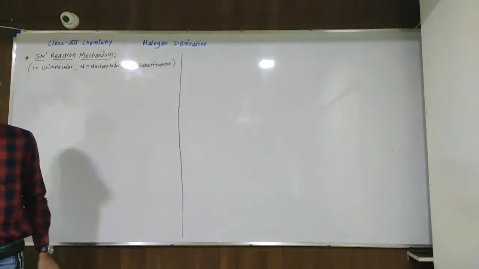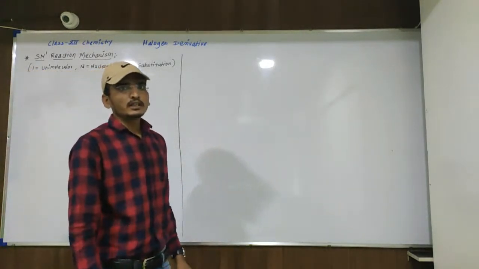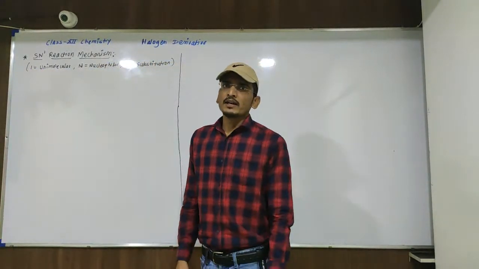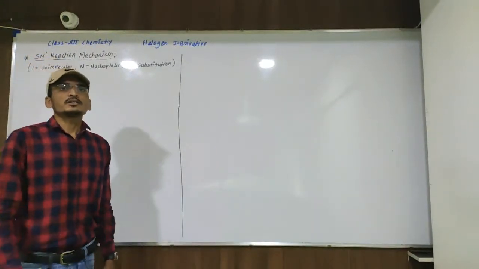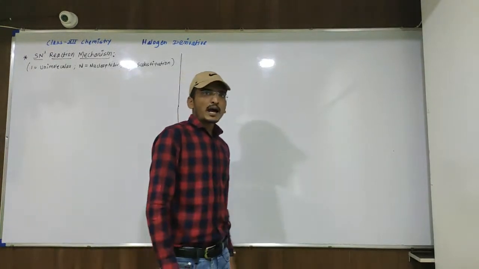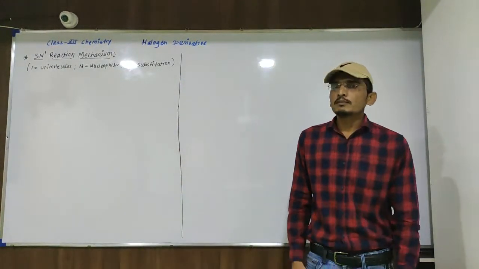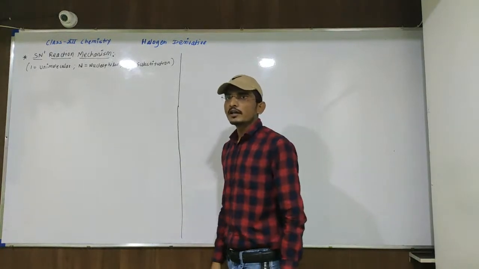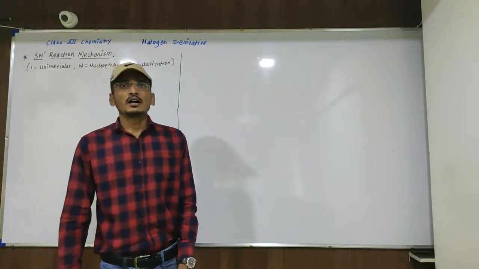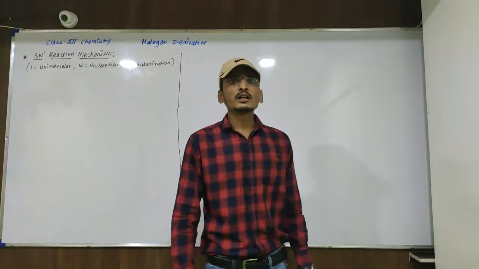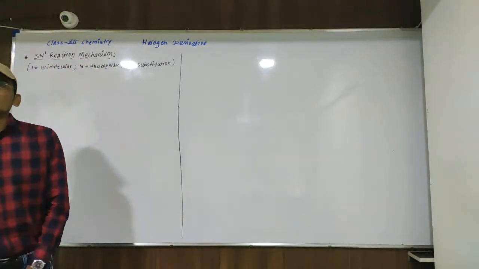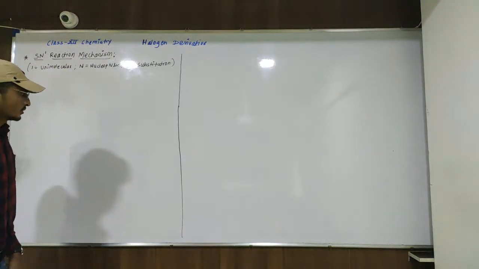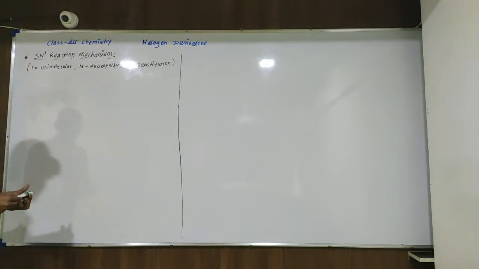Again, we see the steps of the reaction mechanism. In the first step, that is the reaction, there is a hydrolysis of tertiary alkyl halides by aqueous NaOH or KOH. That's why it is a unimolecular nucleophilic substitution reaction. So let us start with our SN1 reaction mechanism.